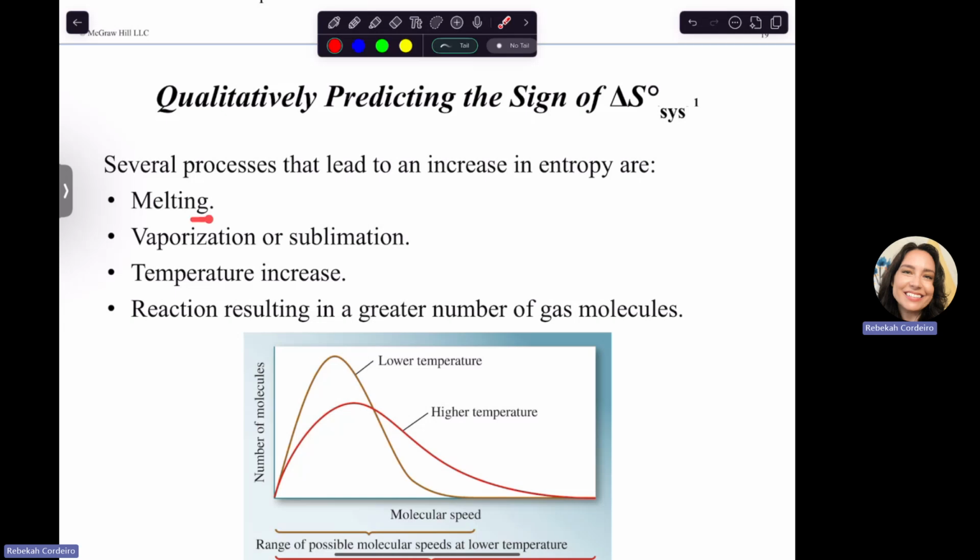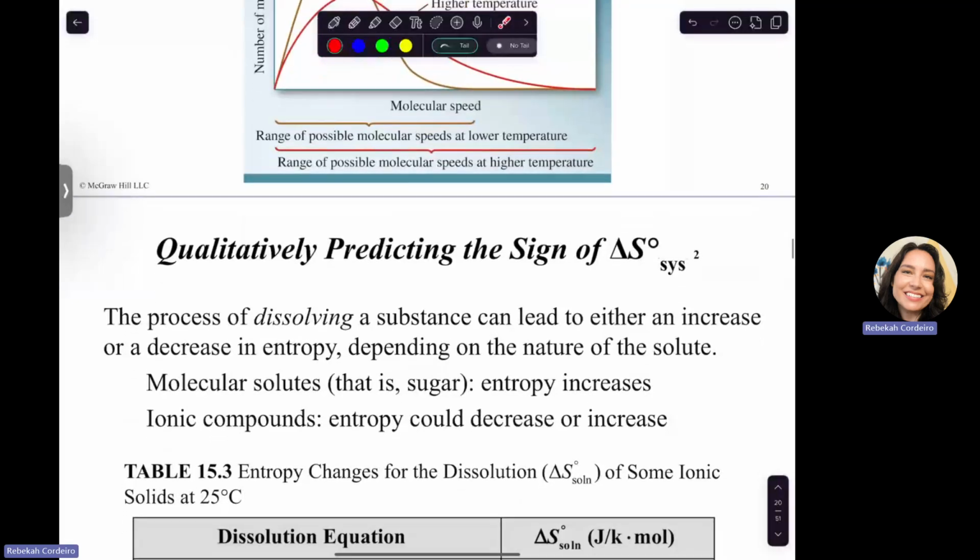Melting is going from solid to liquid. So if you're a liquid, you have more ways to rearrange yourself. Vaporization or sublimation is making a gas. Anytime you go to make a gas from a liquid or from a solid, you're going to get higher entropy. And then if you make more molecules in your reaction, there's more different ways to arrange them, especially if you make more gas molecules. That's going to be really good.